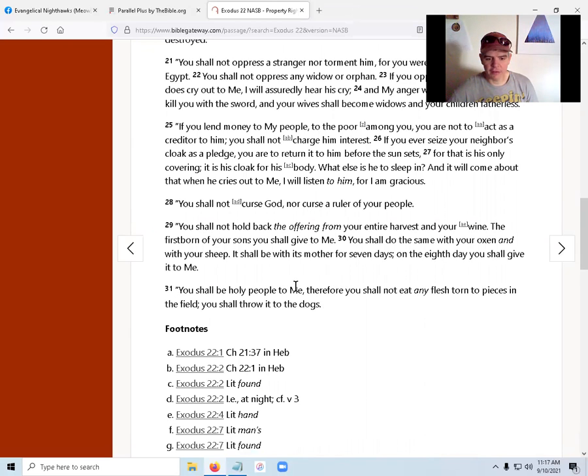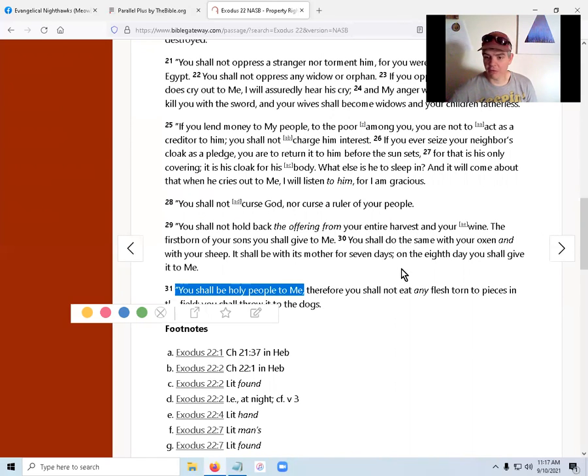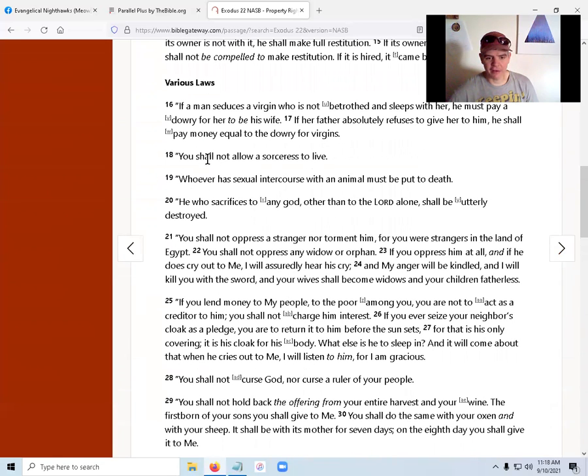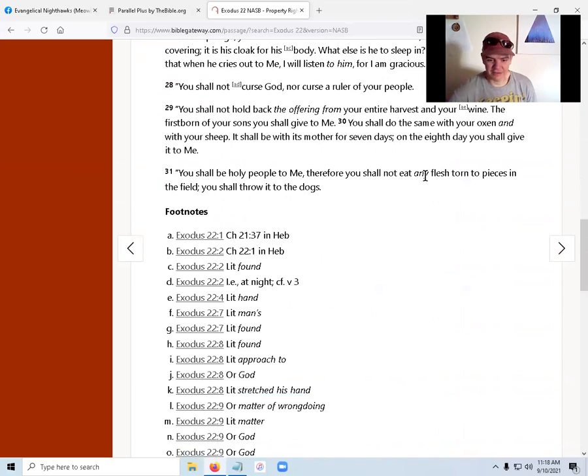Oh, at the very bottom, you shall be holy people to me. Okay. Sometimes he just adds that in. Sometimes you'll see that. Sometimes you should just be holy. Okay. Some of these laws are weird. Look at this. You shall be holy people. Now, some of them are kind of scary. You shall not allow a sorceress to live. What's a sorceress? I'm not sure. Sexual intercourse with animals, be put to death. Yeah, that's weird stuff. That's the way they did it.